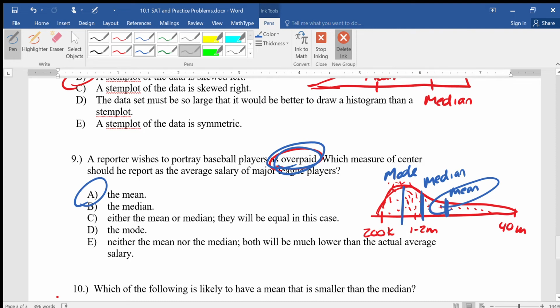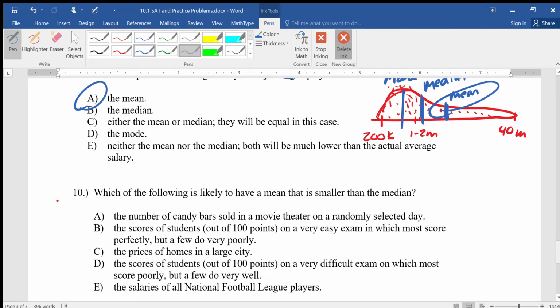Okay, last one. It says, which of the following is likely to have a mean that is smaller than the median? So the mean is going to be here, and it's going to be less than the median. So the median is going to be over here. So because the mean is on the left side, this is telling me I want something with a left distribution. I want a left skew. So let's see how this looks.